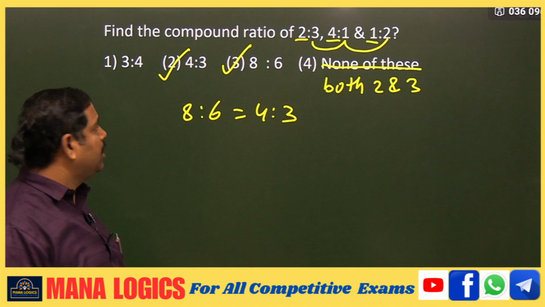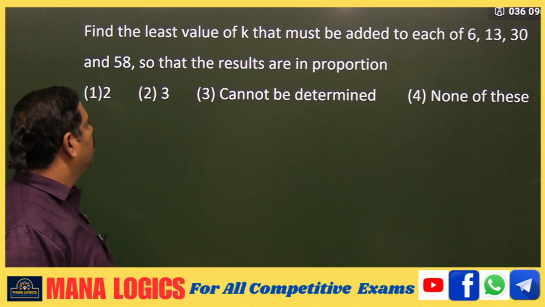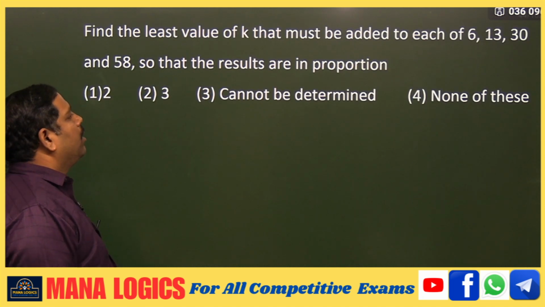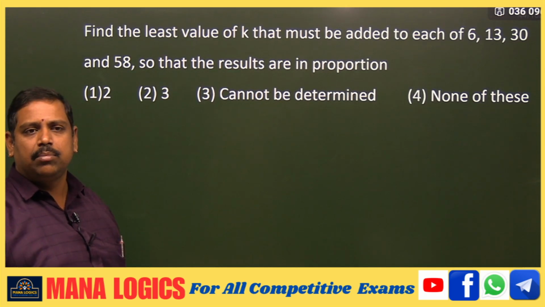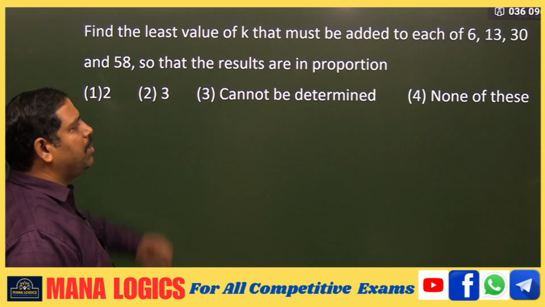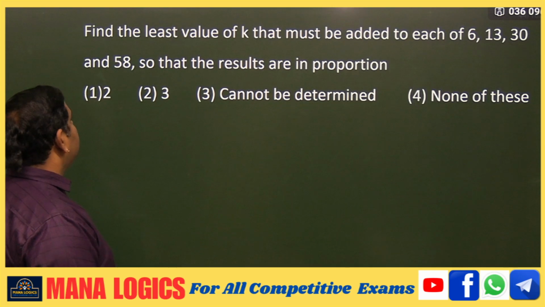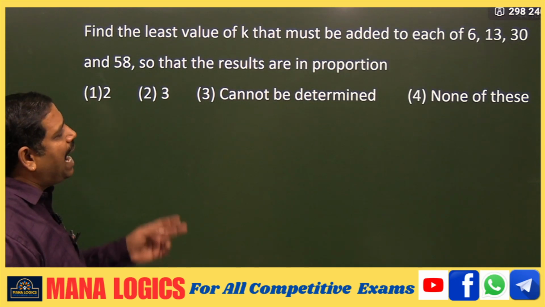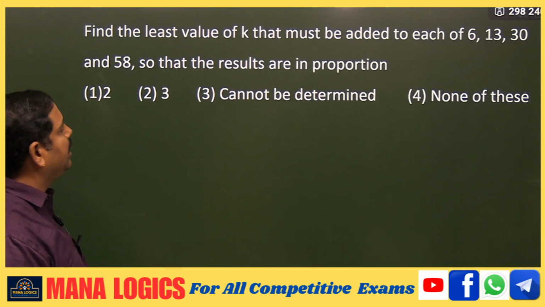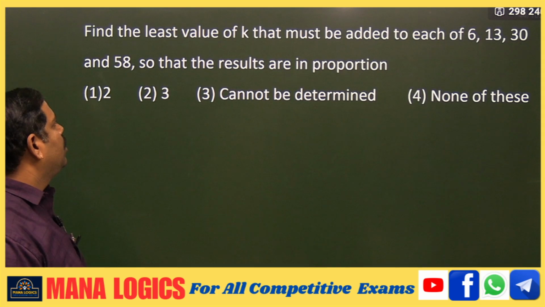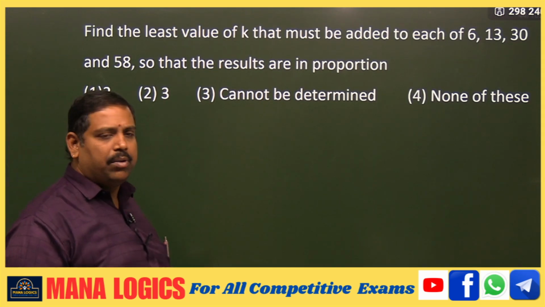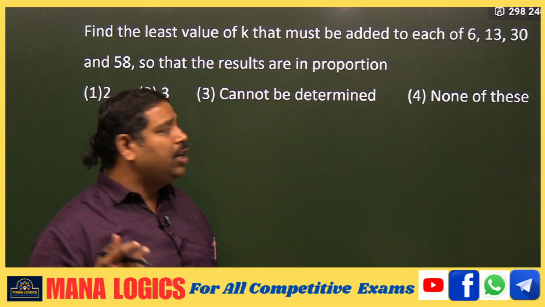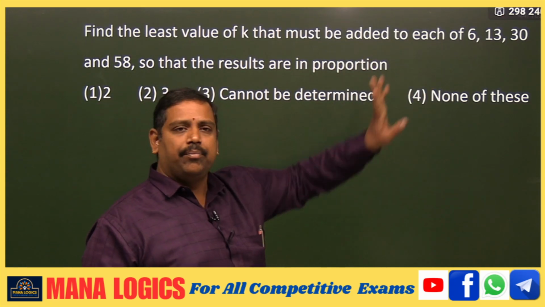Right. So the next beautiful one. Yeah, this is another model that is left out in the proportions concept. With this, all the models of proportions will be completed. Find the least value of k that must be added to each of 6, 13, 30 and 58 so that the results are in proportion. He is asking for some least number that should be added not to one number, but to each number.